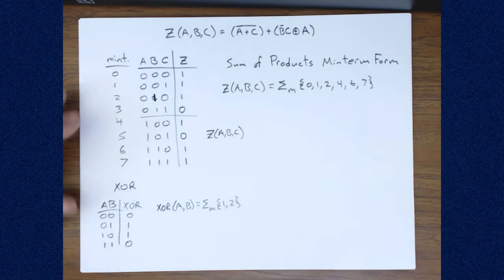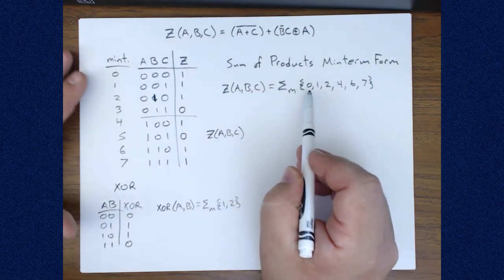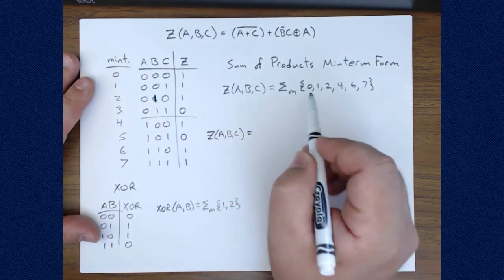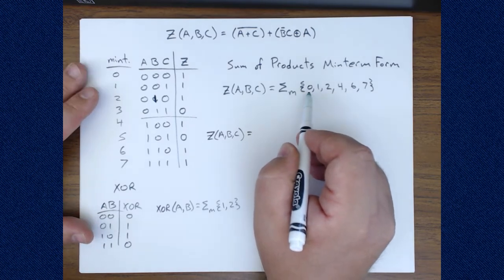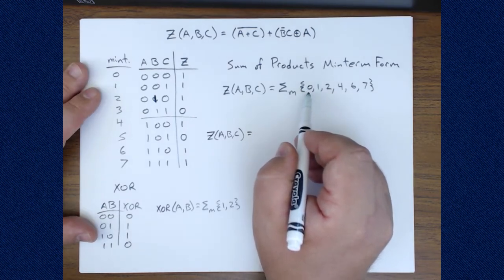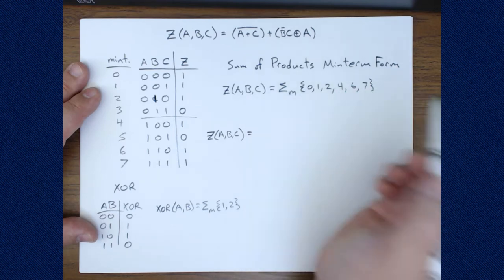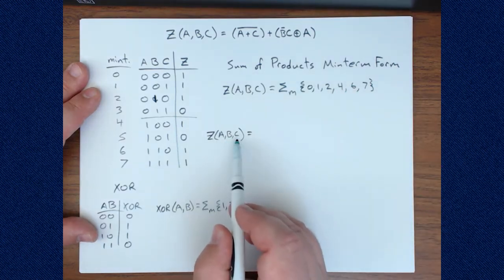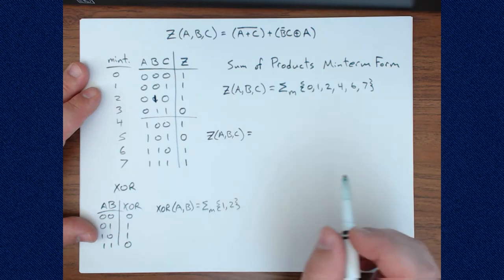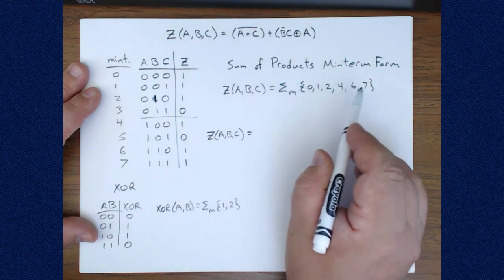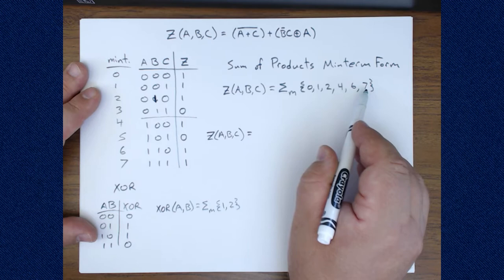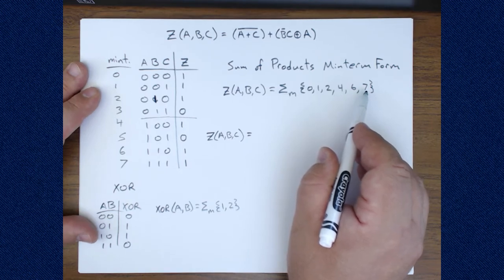And now what we need to do is expand each one of these. So I need a 3-variable product for 0. I also need one for 1, 2, 4, 6, and 7. And what will the 3 variables be? Well, they'll be a, b, and c. So I'm going to end up with 1, 2, 3, 4, 5, 6 different products based on a, b, and c, each of which are ORed together.